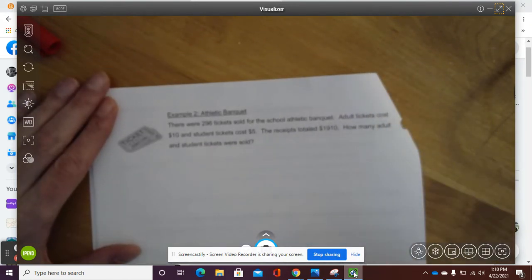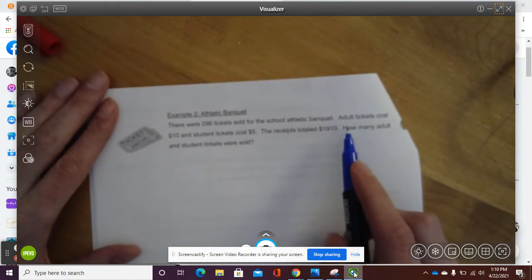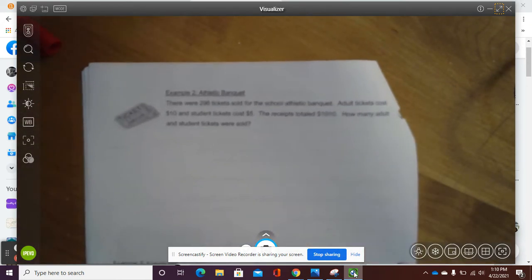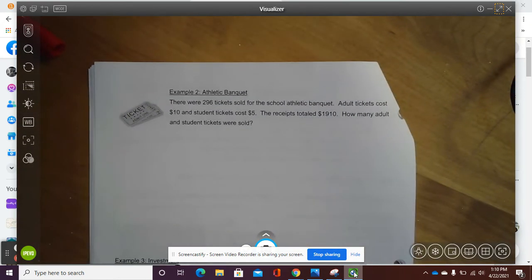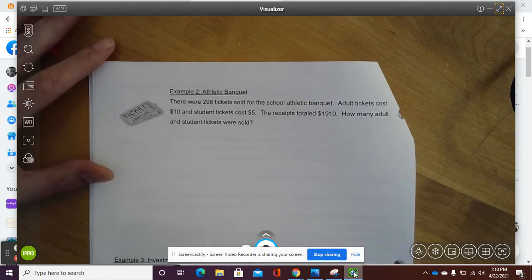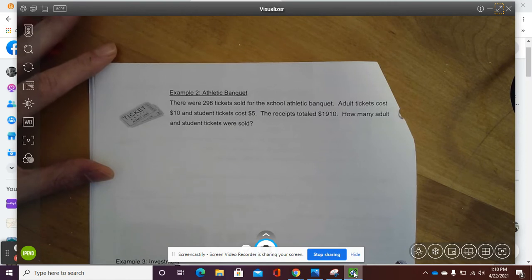There are 296 tickets sold for the school banquet. Adult tickets cost 10, student tickets cost 5. Let me refocus my camera. The receipts total 1910. So receipts just mean revenue, like we earned 1910. How many adult and student tickets were sold?